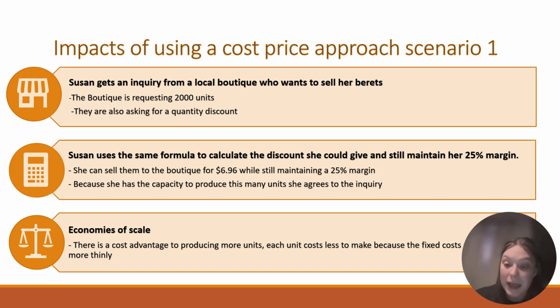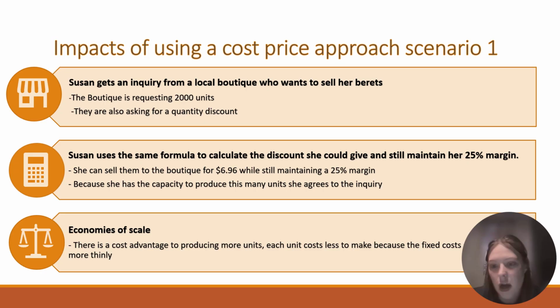So after replacing the 1,000 units with 2,000 units, she sees that she can sell them to the boutique for $6.96, and that is still while maintaining her 25% profit margin. She does decide that she's able to produce the 2,000 units. She has the capacity to do that, so she agrees and is going to do business with this boutique.